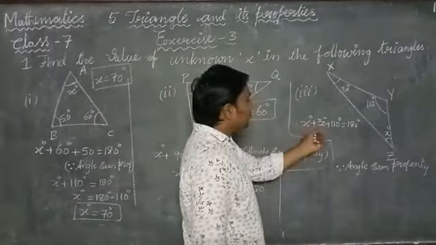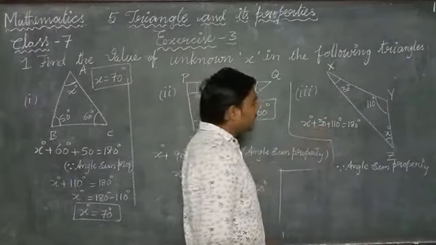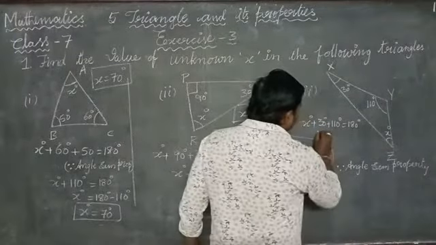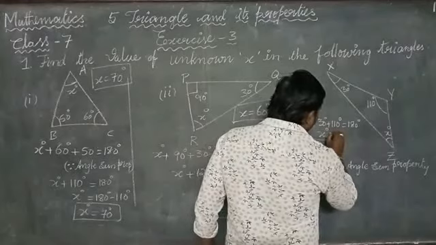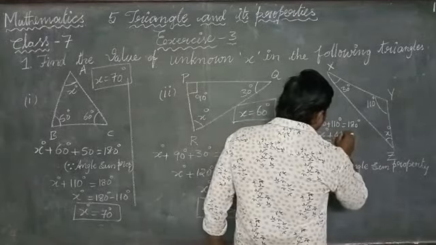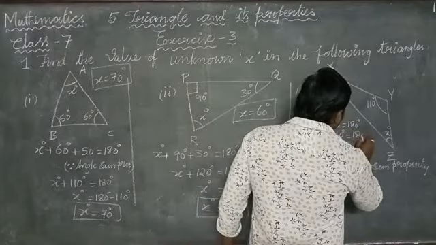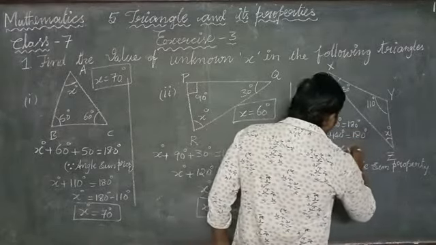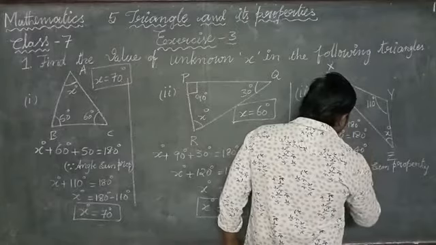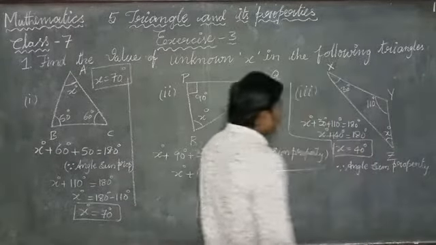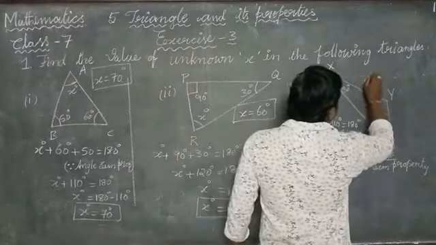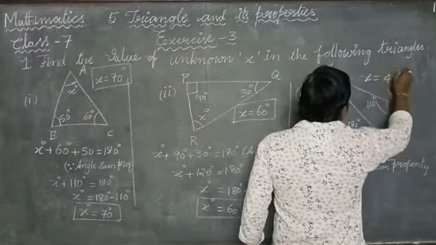Okay. Suppose if you add 30 plus 110 degrees, it means x degrees plus 140 degrees equals 180 degrees. Then x equals 40 degrees. Okay. So here x equals 40 degrees.